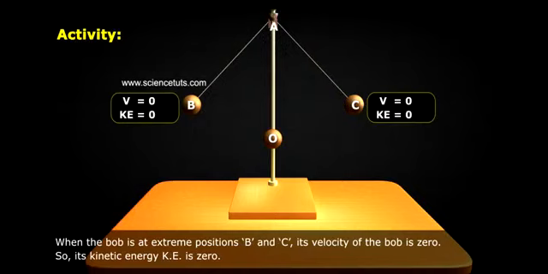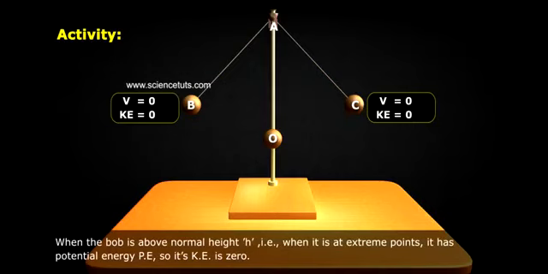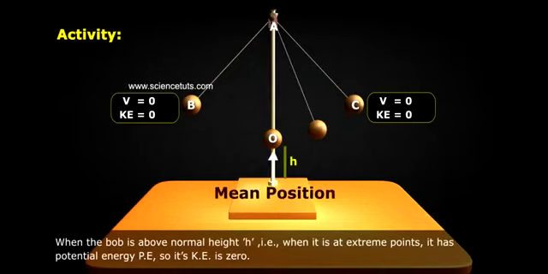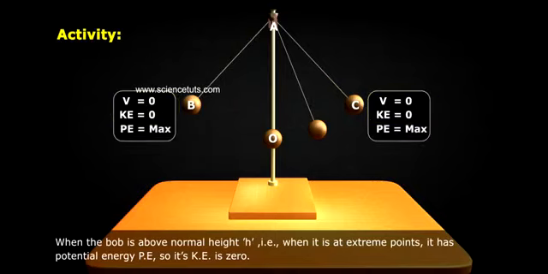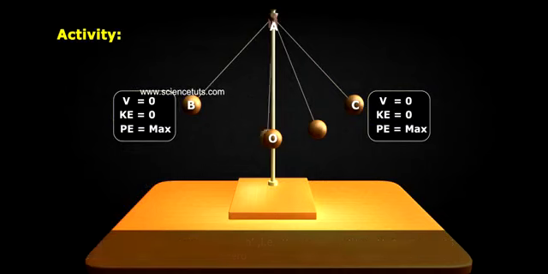When the bob is at extreme positions B and C, its velocity is zero, so its kinetic energy, KE, is zero. When the bob is above the normal height h, that is, when it is at extreme points, it has potential energy, PE, so its KE is zero.